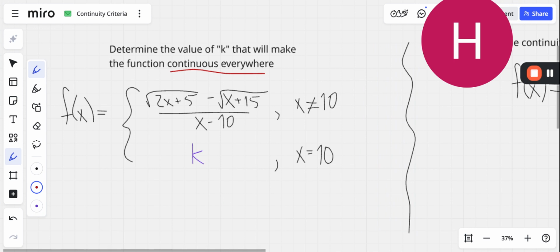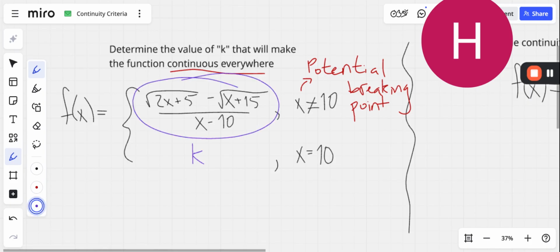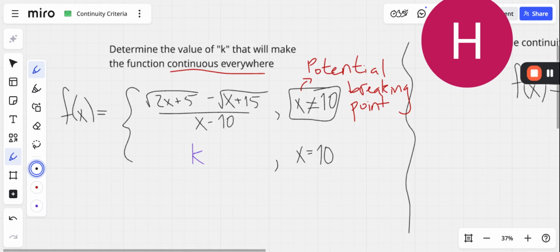With piecewise functions, you should always be alerted of the domain of these piecewise functions, so that we have a potential, as Jordan Peterson might say, a potential breaking point at x equals 10. Because of course this is the majority of the function everywhere except where x equals 10. So x does not equal 10 for this piece.